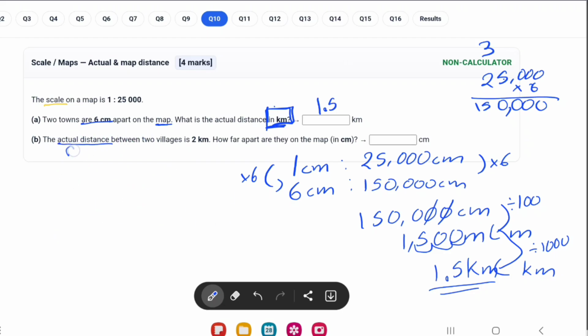For part B, they are giving us the actual distance. That is the reality, so I cannot put that under the map. So in this case now, I know that 1 centimeter equals 25,000 centimeters. The scale hasn't changed at all, but the 2 kilometers need to be written down under the 25,000 centimeters. But you cannot mix kilometers with centimeters on the scale. So you're gonna need to move these 2 kilometers that they have given you into centimeters to convert them.